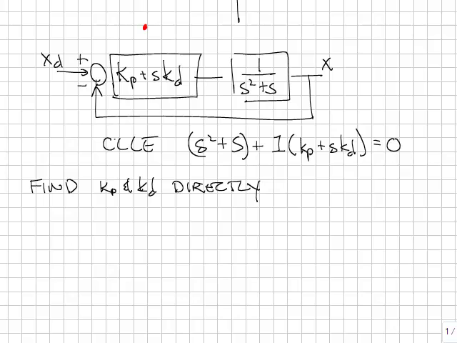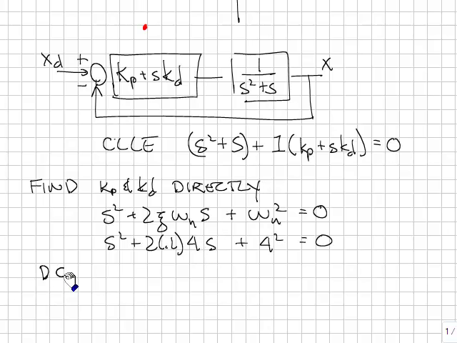In this case, you can get a valid closed loop characteristic equation two ways. One is to use the standard form, s squared plus 2 zeta omega n s plus omega n squared. Substitute in the desired values, 0.2 and 4. And so our desired closed loop characteristic equation is s squared plus 1.6 s plus 16 equals 0.